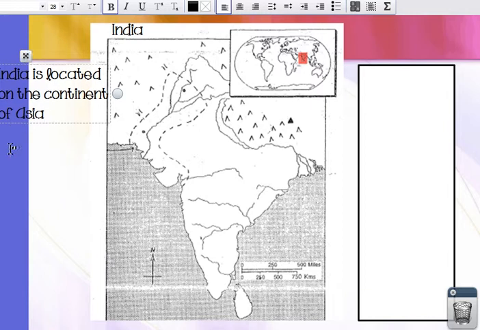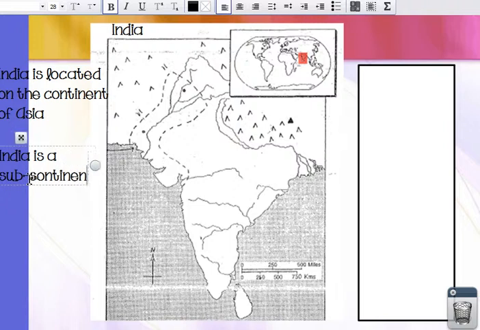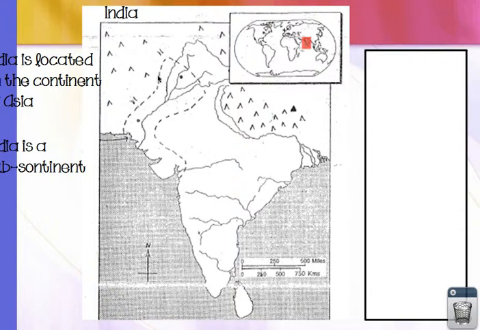The next note that we're going to take is India is actually a subcontinent. Let me scoot this over a little bit. India is a subcontinent. The reason that it is considered a subcontinent is because, if you look here, subcontinents are large land masses, but they're usually separated by a geographical feature.